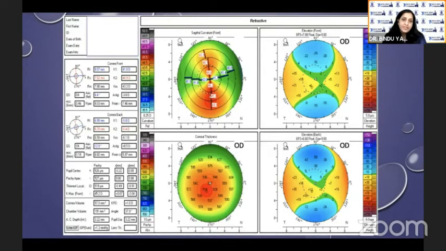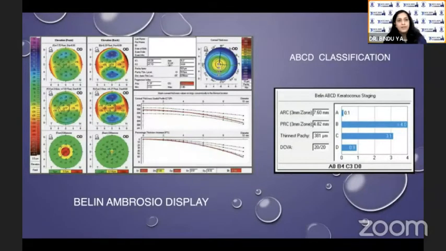So if we get any abnormal value, the next important map that we will look at will be the Belin-Ambrosio display map. Here it shows the enhanced ectasia map of each and every eye, and it can detect the earliest of the changes in the posterior cornea and the anterior cornea too. So the Pachy thickness increase, if it goes beyond 2 standard deviations of the normative data, then probably this eye is having an ectatic disorder. We should look into more information about this.